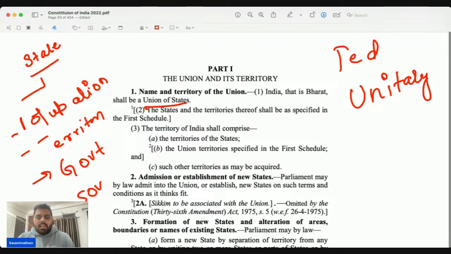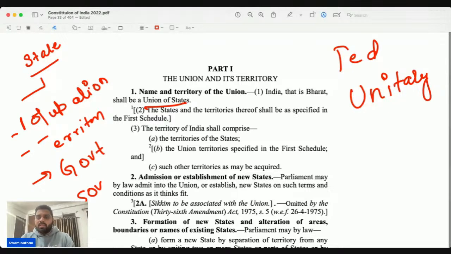It's basically about the division of powers, how powers are divided. If there are different levels or tiers of government, the powers are divided so that the union will do certain legislative work, the union will have executive power extending up to a certain point, and then the judiciary of the union will be doing these many works.